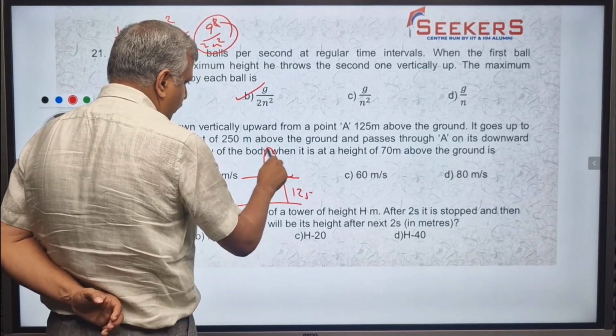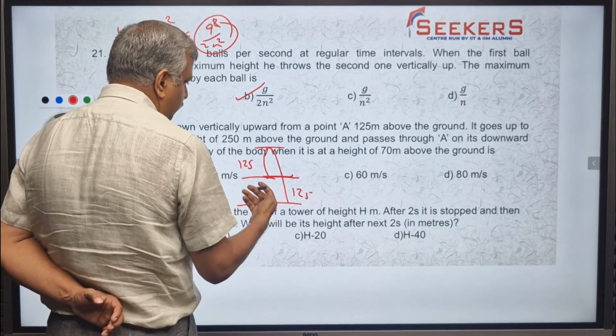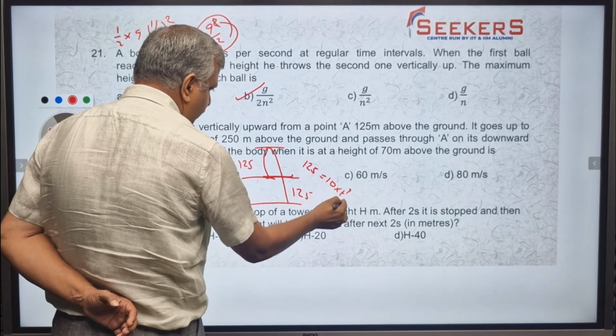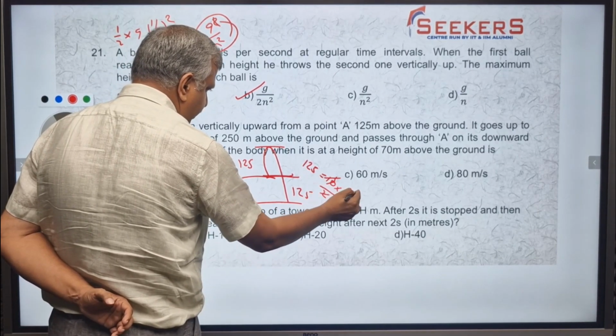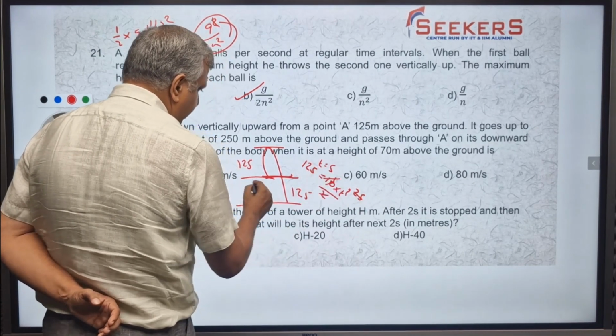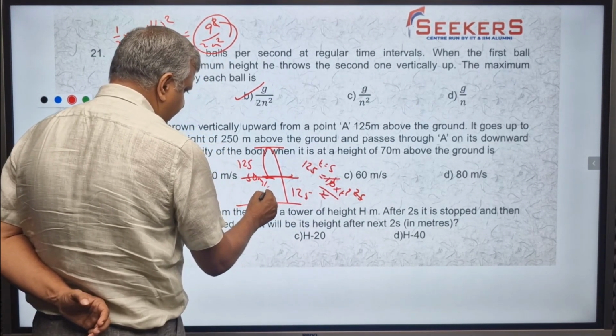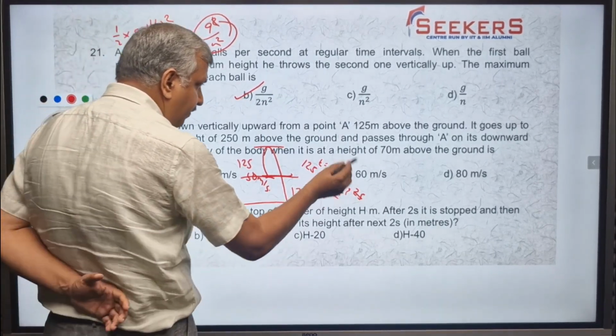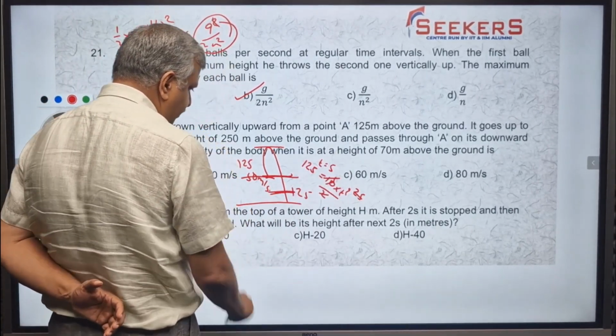From here to here is 125. So from here I can say 125 is equal to 10 into t squared by 2. So this is 5, so t squared is 25, so t is equal to 5. That means it is thrown with 50 meters per second. Then they are asking what is the velocity of the body when it is at a height of 70 meters above the ground.